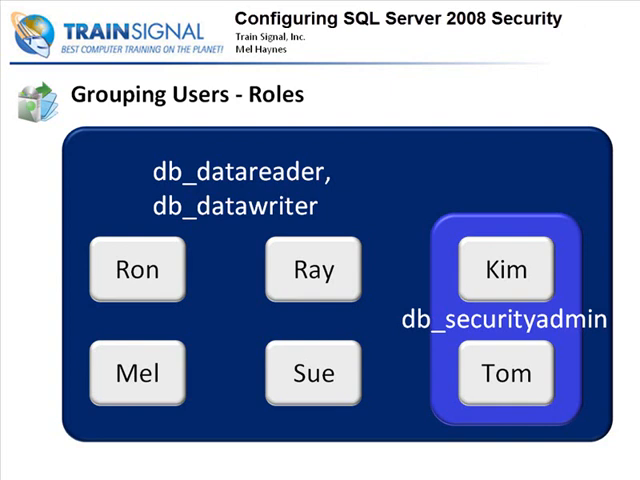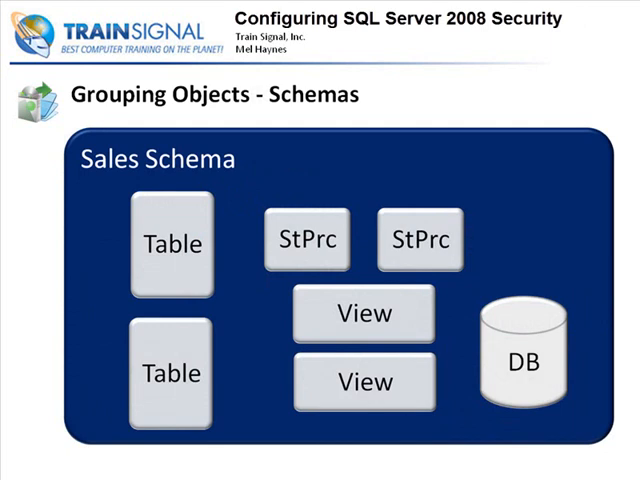But let's say Kim and Tom also need to help administer the security for that database. I can add them to the db_securityadmin role as well. So now Kim and Tom have all the rights, privileges, and frustrations of the data reader and data writer, as well as the db_securityadmin, as opposed to the initial four, Ron, Ray, Mel, and Sue. No security admin privileges fall in their hands. They just read and write. Well, like I said, that's lumping users together. Schemas lump objects together within the database.